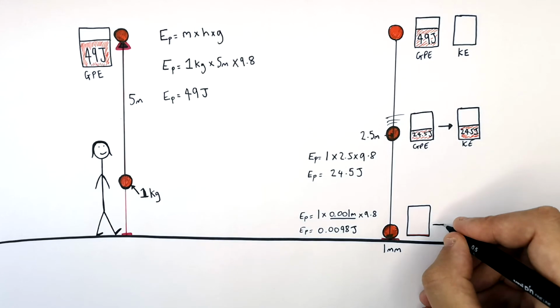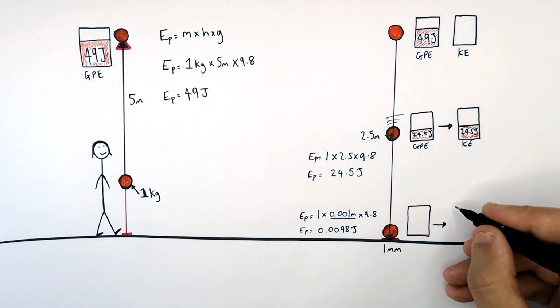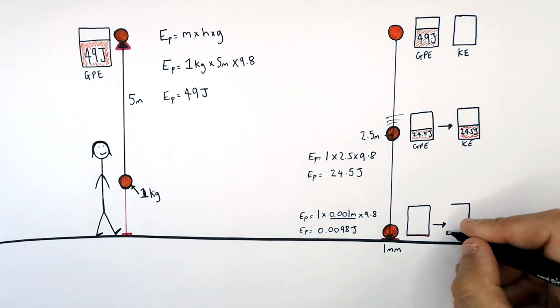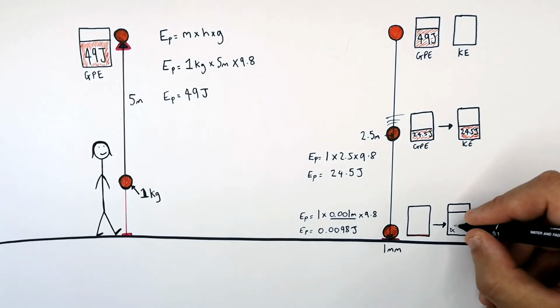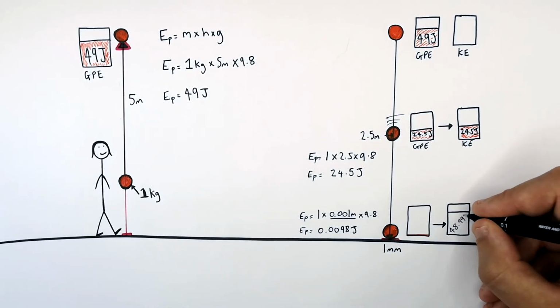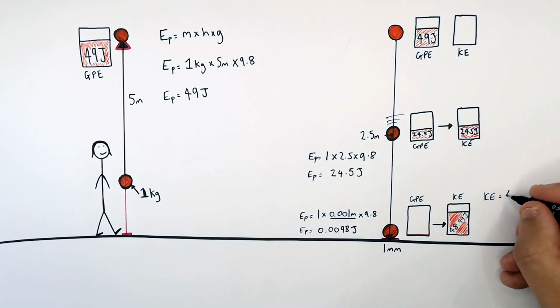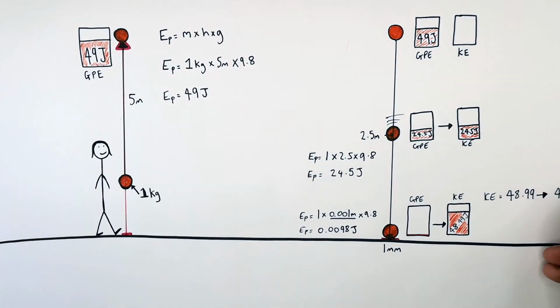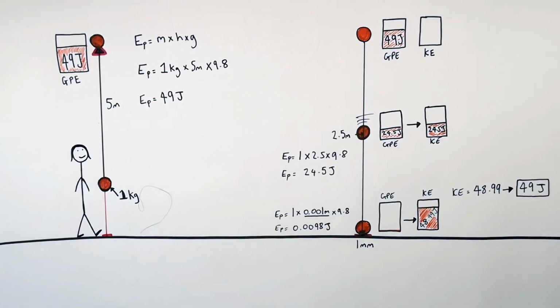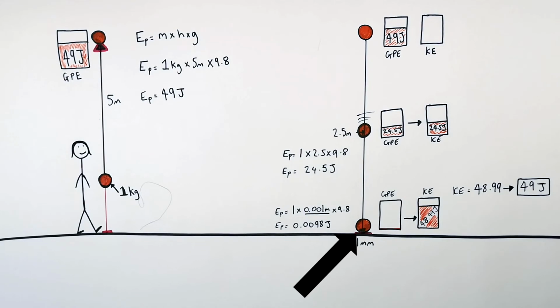That energy has been transferred to the kinetic energy store of the ball. So the ball now has 48.99 joules of energy in its kinetic energy store 1 millimeter above the ground. So if you were to round up to two significant figures, the ball has 49 joules of energy stored in its kinetic energy store 1 millimeter above the ground.